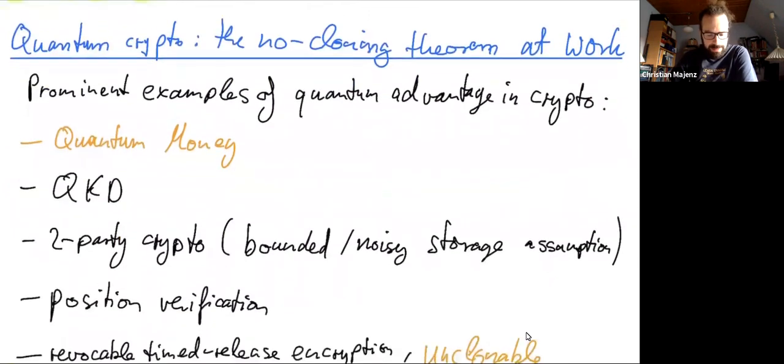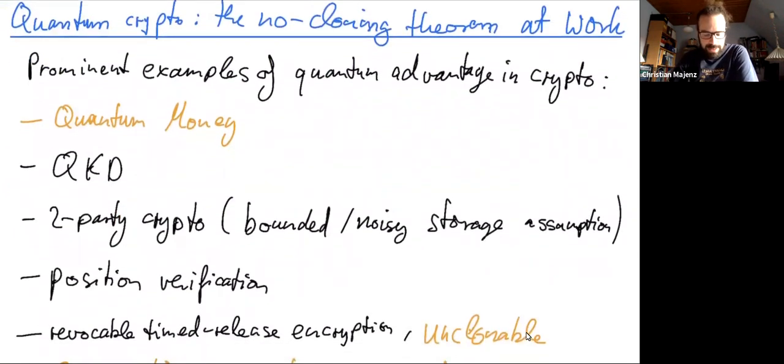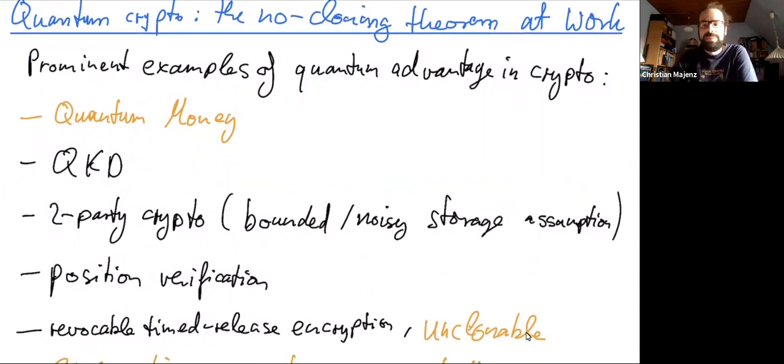First of all, I would like to look at some prominent and less prominent examples of quantum advantage in cryptography. Many times, at least, this advantage is actually an all-versus-nothing advantage, where some things are possible using quantum information processing techniques that are impossible classically.